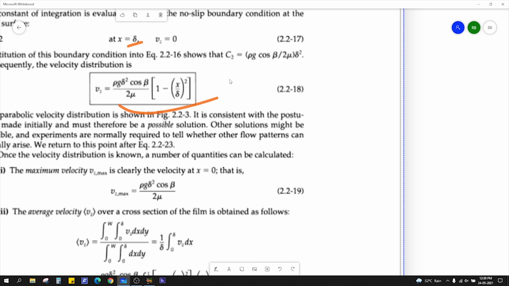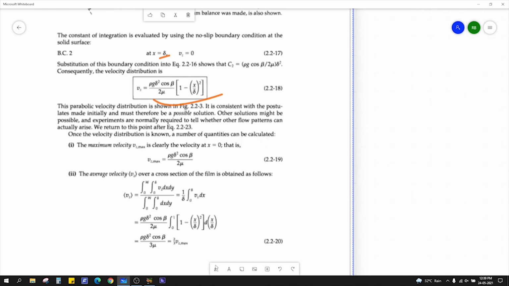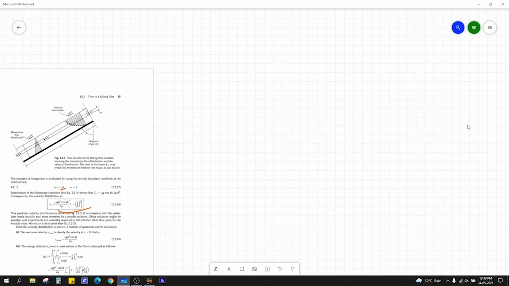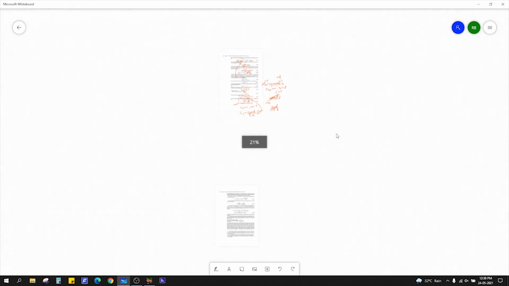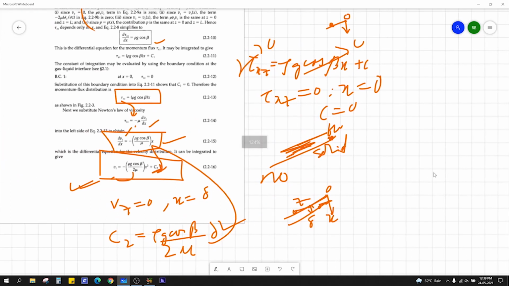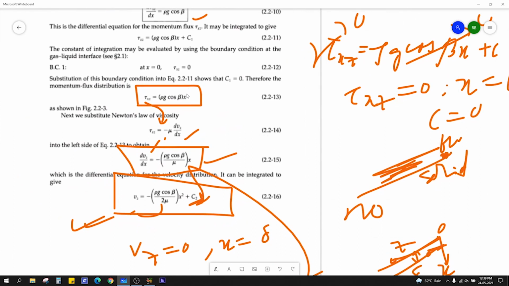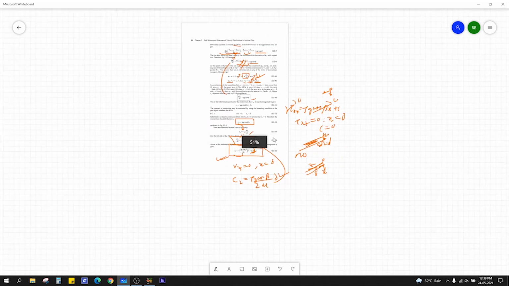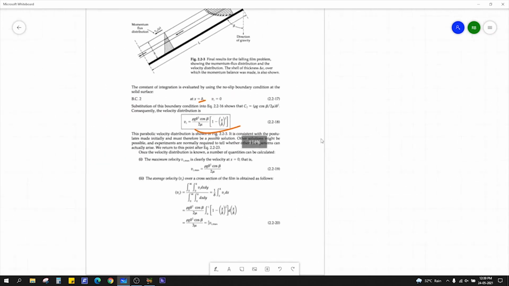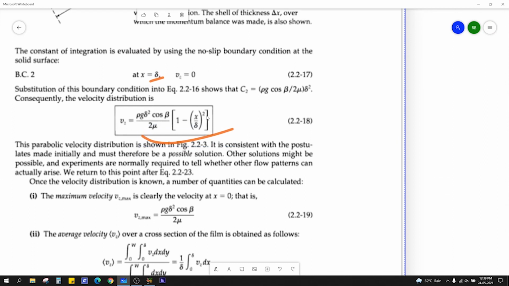Let's say in case of shear stress, what was the formula? What is the formula in case of shear stress? You see here. So shear stress xz is a function of only x raised to the power 1. So this is linear, right? If you plot the shear stress, you will get a linear line. However, if you plot this velocity, then you should get a parabolic curve, because this is x square, right?